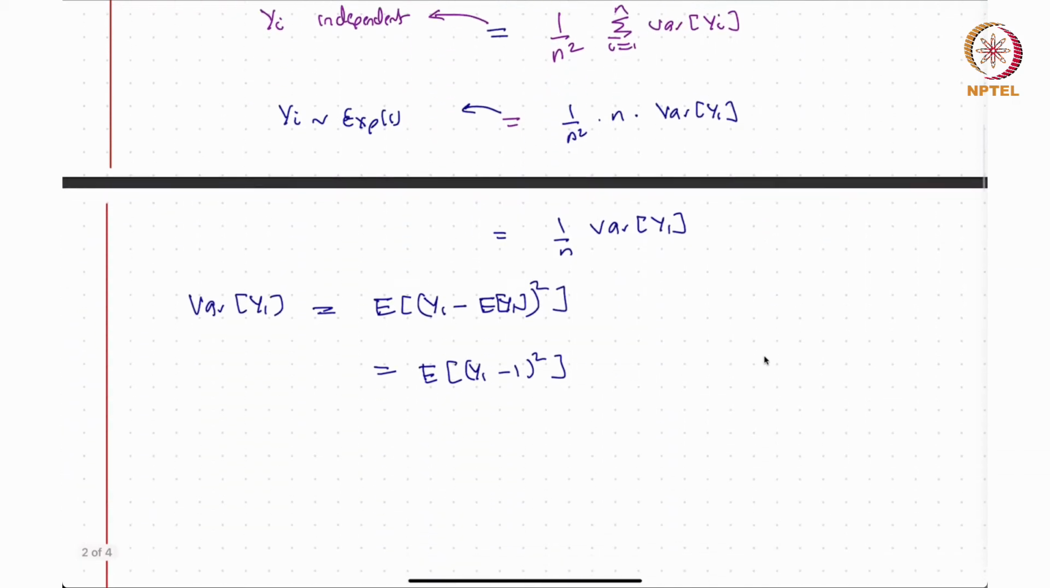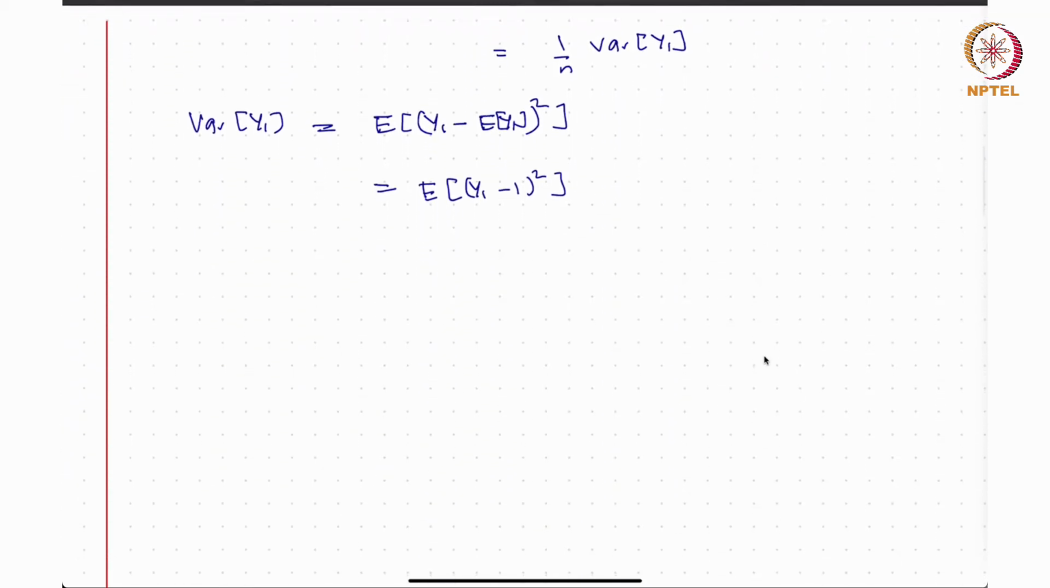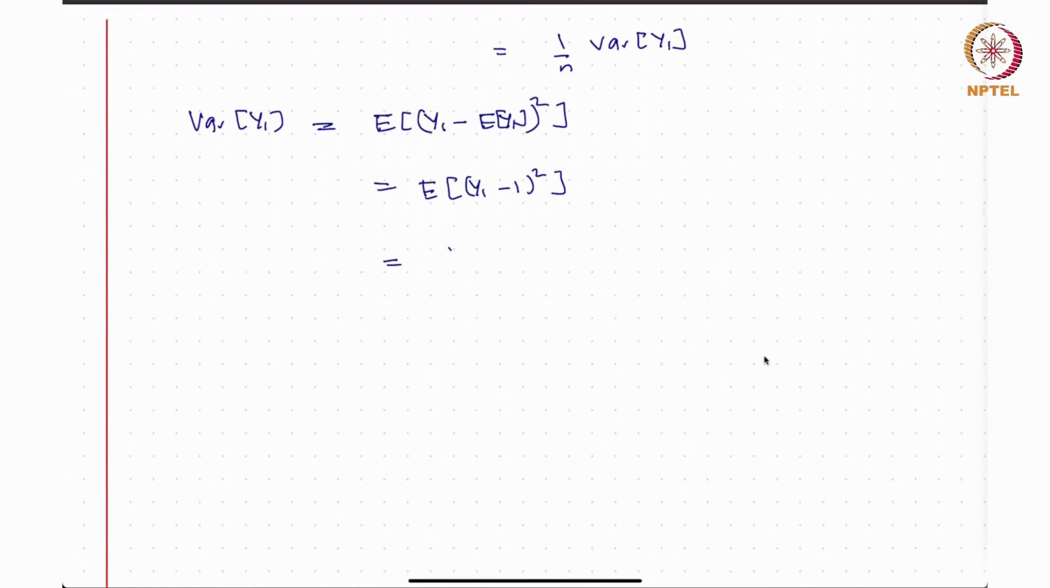So let's go back. Here it's E of (y1 minus 1) whole squared. So it's going to be equal to the integral from 0 to infinity of (x minus 1) whole squared times e to the minus x dx. Let's try and do this calculation. It's just going to be equal to the integral from 0 to infinity of (x squared minus 2x plus 1) times e to the minus x dx. So now here's a calculus exercise to do this integral.